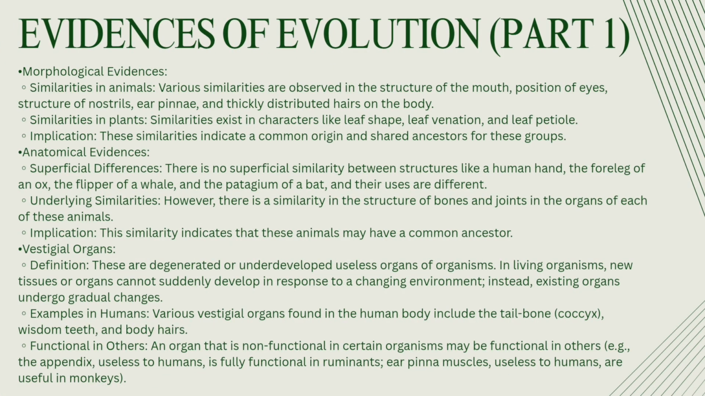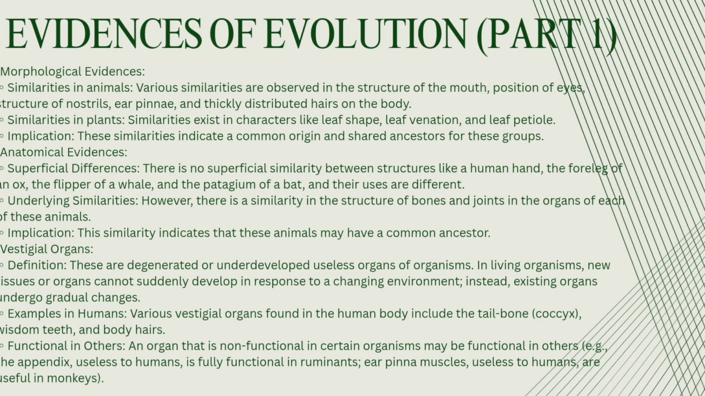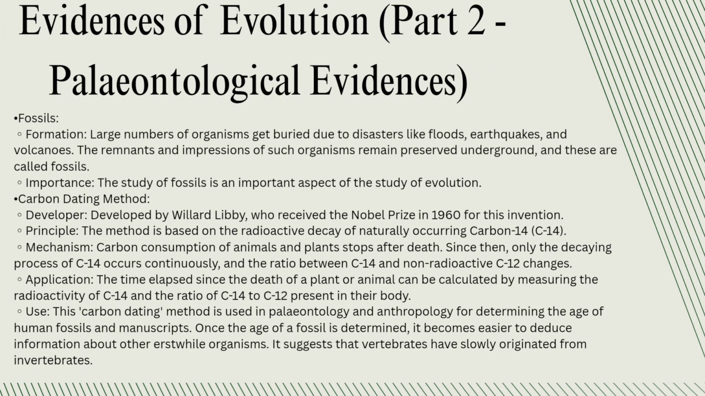Morphological similarities in animals and plants suggest common ancestry. Anatomical similarities in bones support this. Vestigial organs, like our tailbone and wisdom teeth, hint at our evolutionary past. Fossils are preserved remains of ancient organisms. Willard Libby developed the carbon dating method using carbon-14 to estimate fossil age, helping scientists trace evolutionary history.